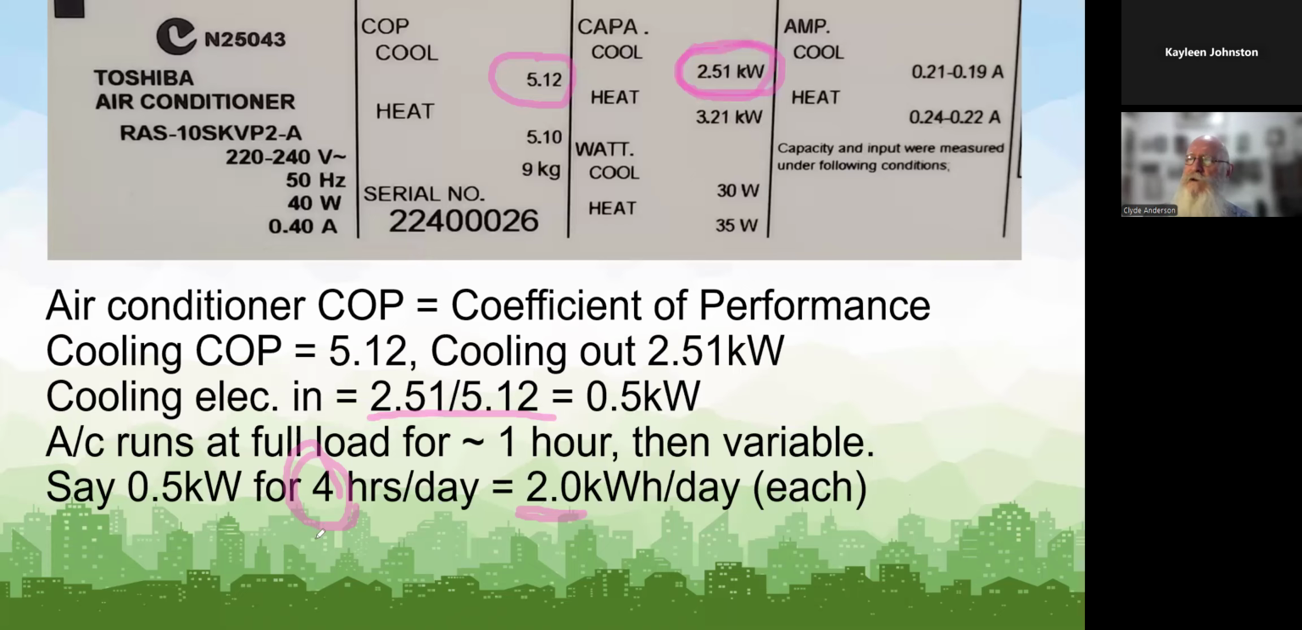If you're running it for longer periods of time, then obviously that 4 hours might be 6 or 8 hours, maybe even 12 hours if you're running it for the whole day. That's because it's part load. It might be 0.5 kilowatts at full load, but in part load, it's only a fraction of that, maybe only 0.2 kilowatts when it's running at minimum load. So that's a bit of a thing to get a handle on.